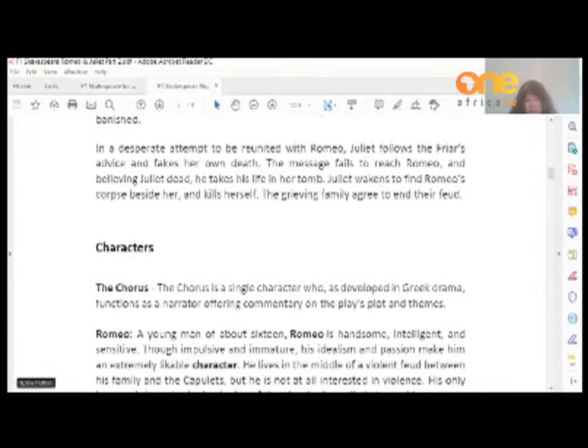Well, first of all, you've got something called the chorus. What on earth is that? It's actually a single character which was developed for Greek drama, and he basically functions as a narrator. So if you see the chorus, that's exactly what it is. Nothing else, nothing more, nothing less.